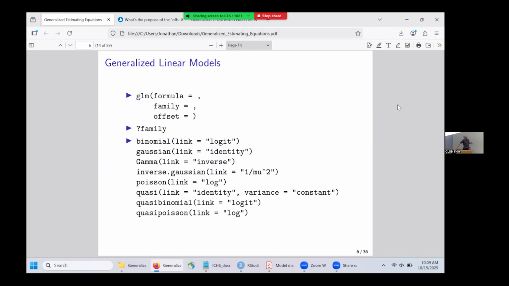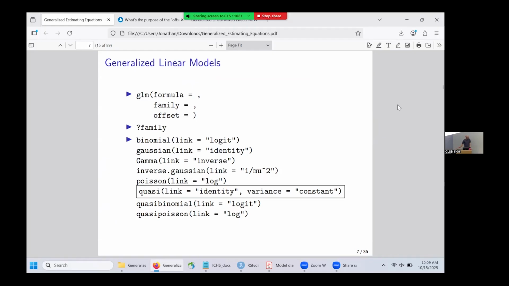For the binomial distribution, it's the logit link function, so we use that for logistic regression. Hopefully this is familiar to people. What if we take a look at this quasi? Not even quasi-binomial or quasi-Poisson, but just quasi. It has a default link function, which is the identity. That's also the default link function for the Gaussian distribution. It also has this variance parameter, and it says variance equals a constant. So what does this mean?